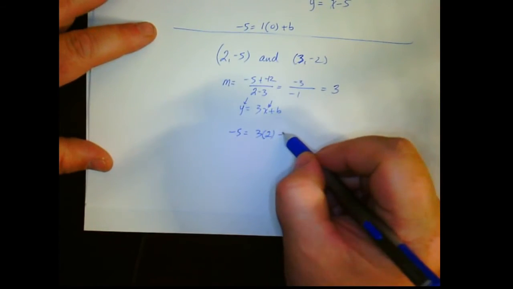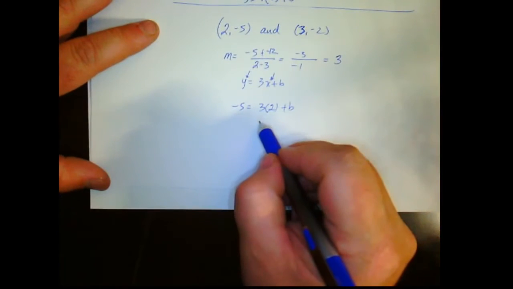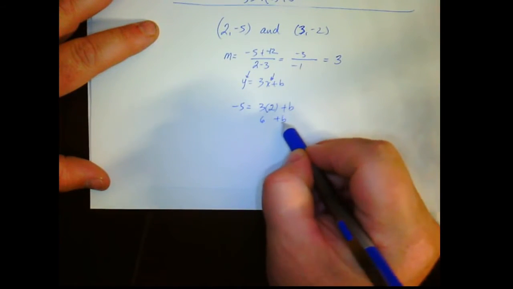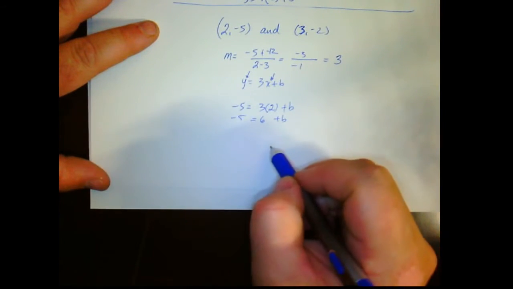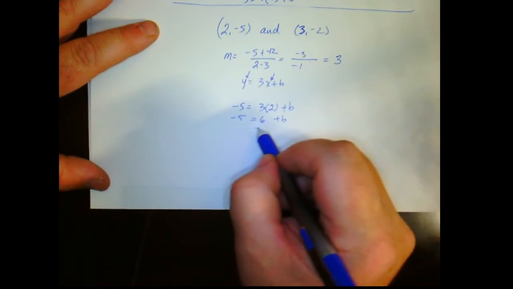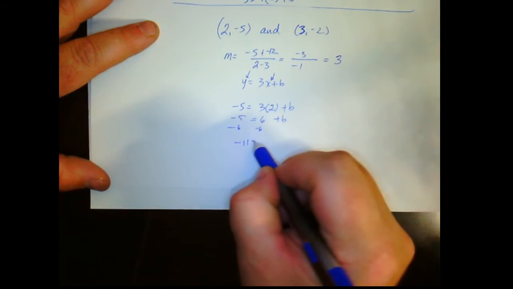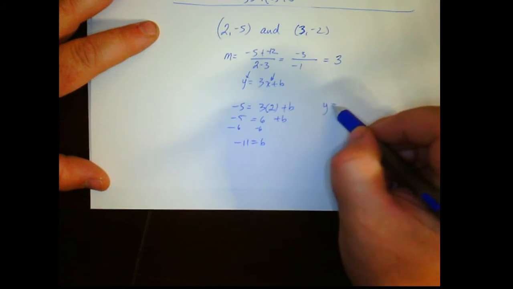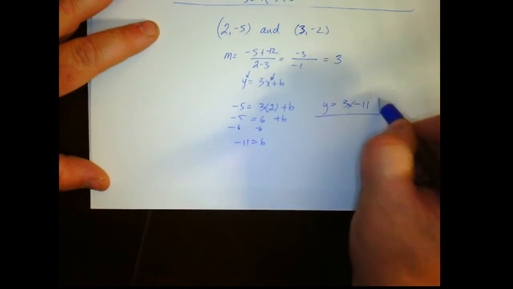Well, I lied to you. I said this one was going to have a fraction. So this is 6 plus b equals negative 5. Negative 6, negative 6, so negative 11 equals b. So your final answer, y equals 3x minus 11. Man, look at that. All right, one last one.